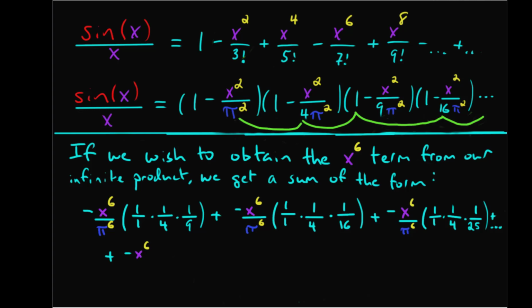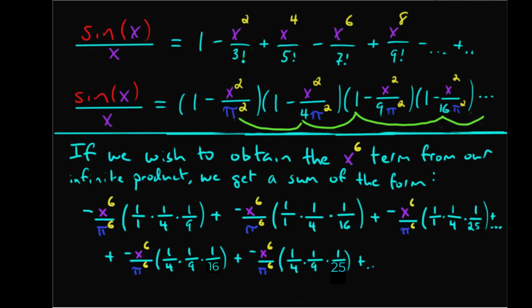plus negative x to the 6th over pi to the 6th times 1 over 4 times 1 over 9 times 1 over 16, plus negative x to the 6th over pi to the 6th times 1 over 4 times 1 over 9 times 1 over 25, plus negative x to the 6th over pi to the 6th times 1 over 9 times 1 over 16 times 1 over 25, plus and so on.